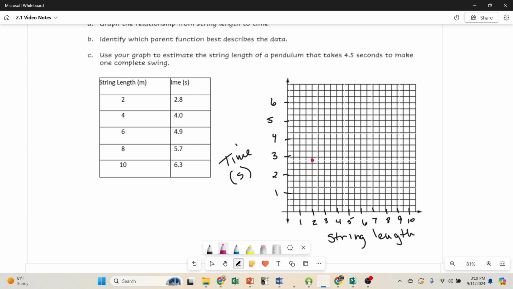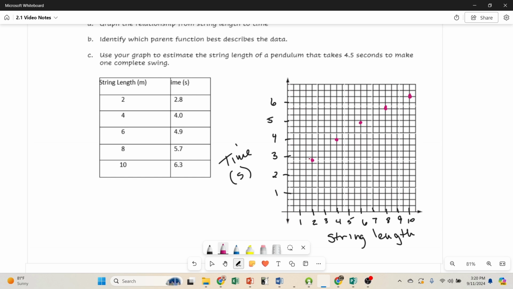At 4, we're at 4. At 6, we're at 4.9. It's just about here. At 8, we're at 5.7, which is just about here. And at 10, we're at 6.3. So right here.